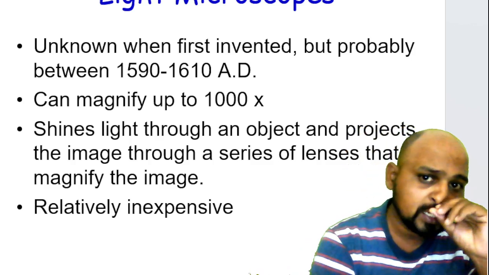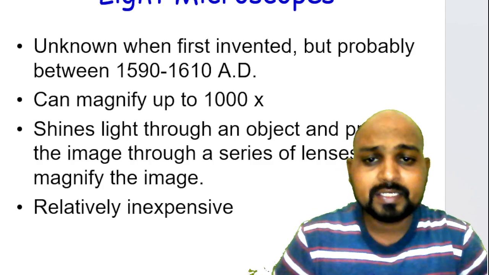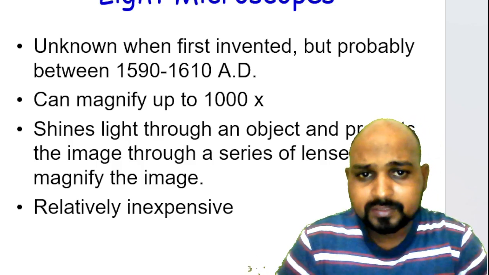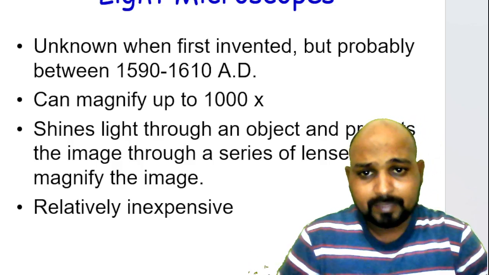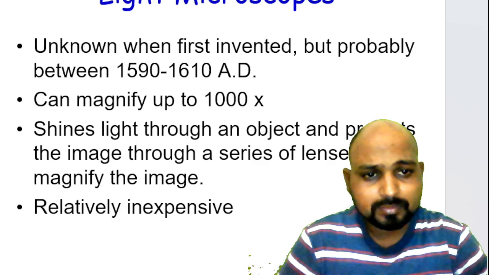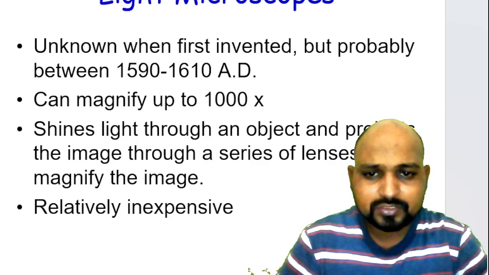Light microscopes' inventor is unknown, but they were first invented probably between the 1590s and 1610 AD. It can magnify up to 1000x, shines light through the object and projects the image through a series of lenses that magnify the image, and it is very cheap, or we can say relatively inexpensive.